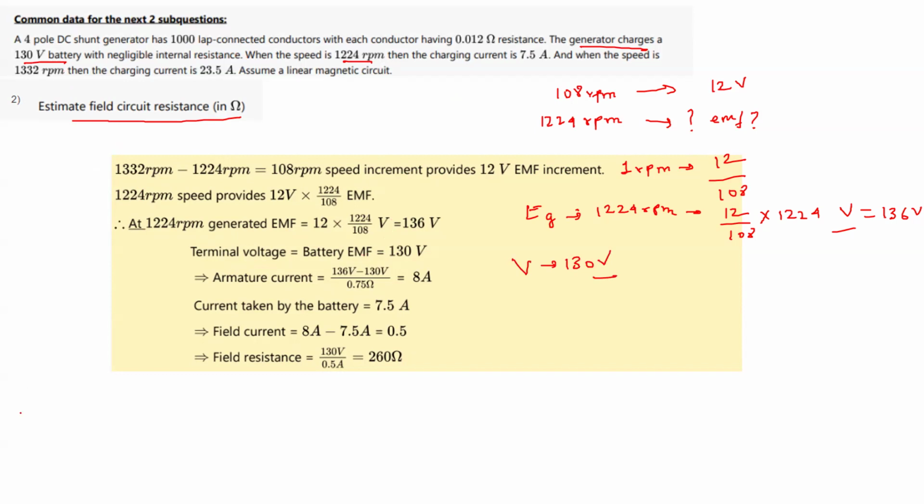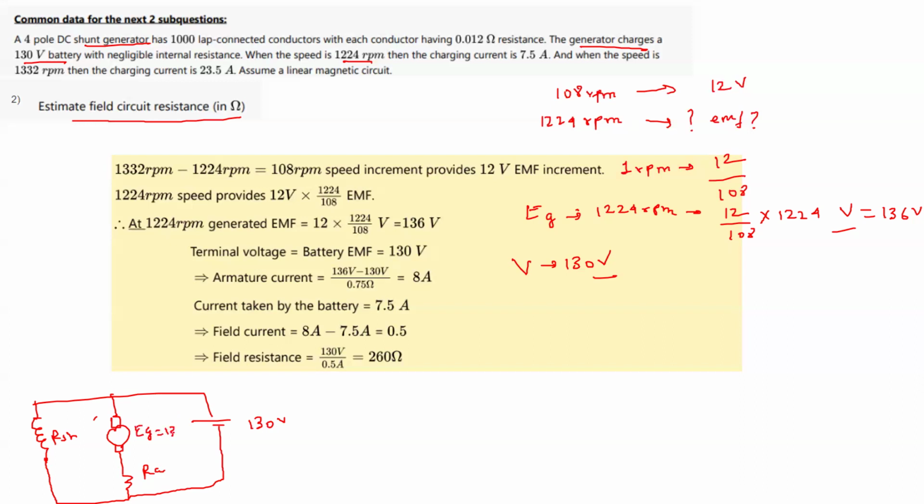Okay. So this is a shunt generator. This is also very important. Shunt generator means that here you have a field winding. Here this is the back EMF part. Here we have armature resistance. So this is RA, this is RSH, and here it is connected to a battery. Now this battery is 130 volt. Here we have found that this EG is 136 volt.